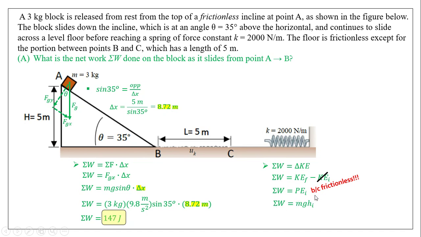Oh, by the way, I made a note of this. This is true because it's frictionless, right? There's nothing lost. So hence, mechanical energy is conserved from top to bottom. It just changed form from PE to KE.